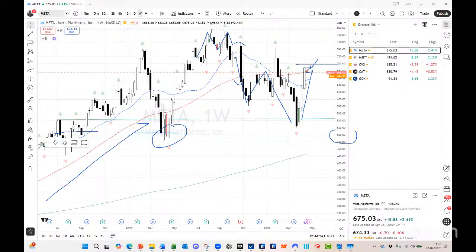So we're at an interesting point, and as I said, the numbers might well be the catalyst for the next move later this week.